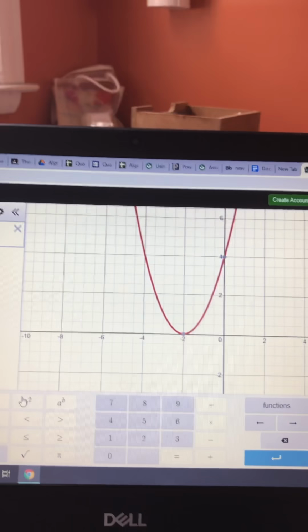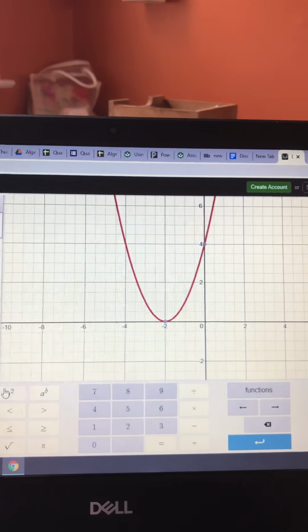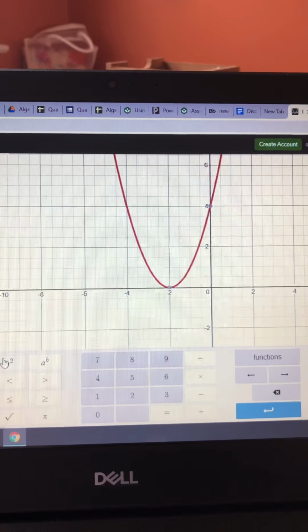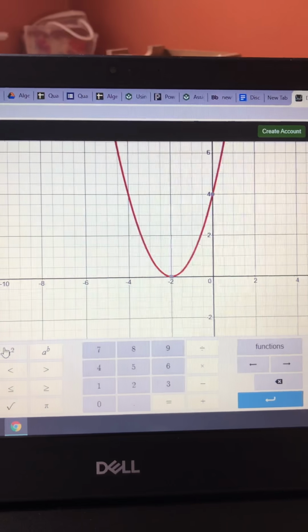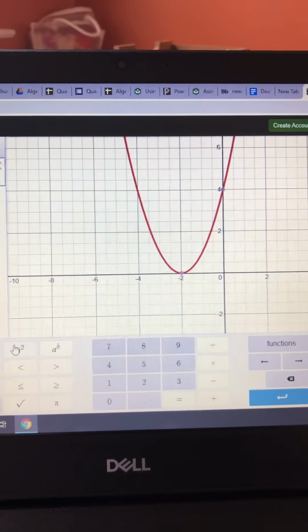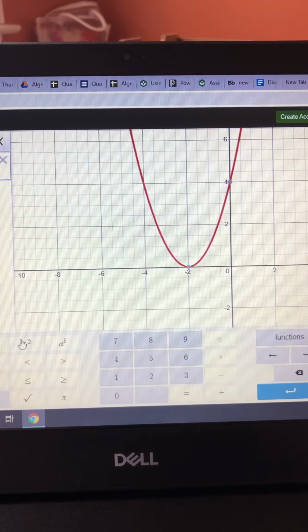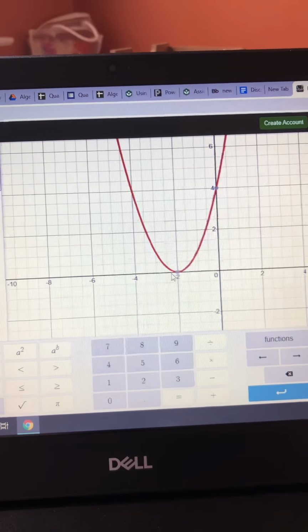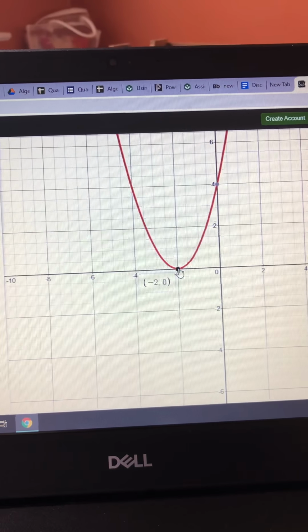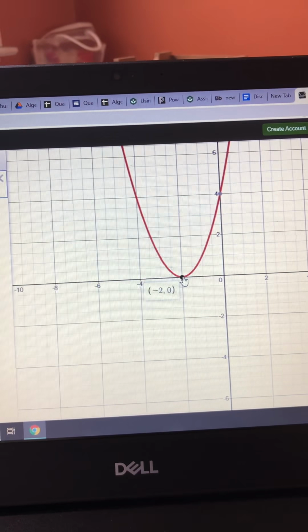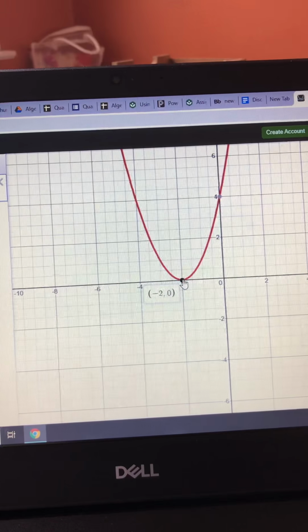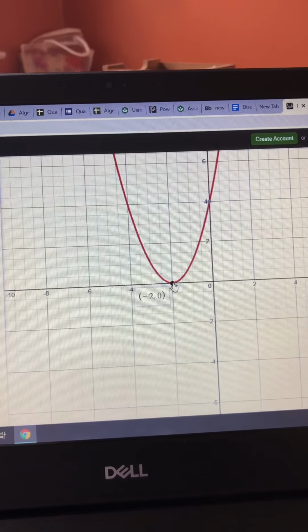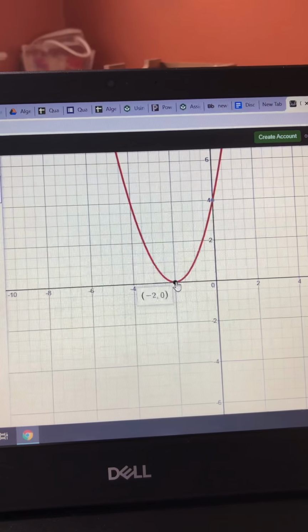So here's a graph of what this function would look like. Notice our discriminant equaled 0. A discriminant equaling 0 tells us that our parabola is going to have exactly one root. And look, it does. It touches the x-axis in exactly one place at negative 2, 0. And that is the exact coordinate that we expected to get using our quadratic formula. Hope this helps. Next up, example number 3.